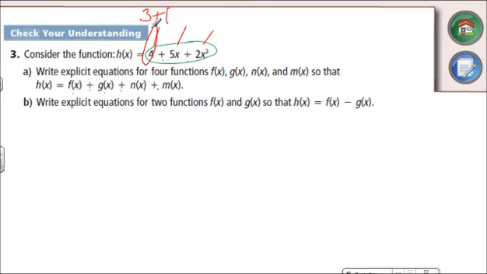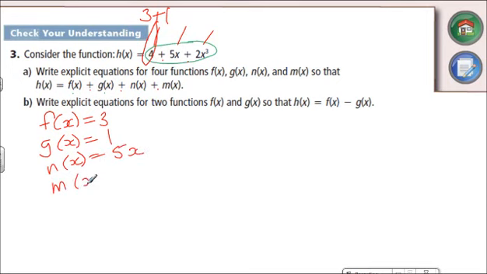We can say that f at x, let's just make that equal to the 3. G at x, let's make that equal to the 1. Those two together made the 4. Then n at x, let's just use the next term, 5x. And m at x equals 2x cubed.